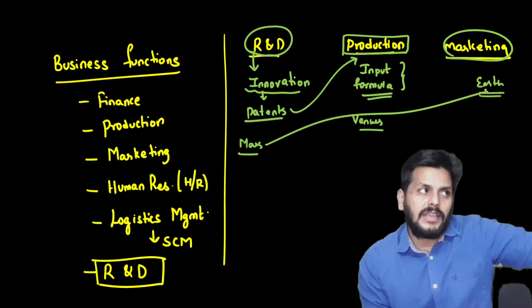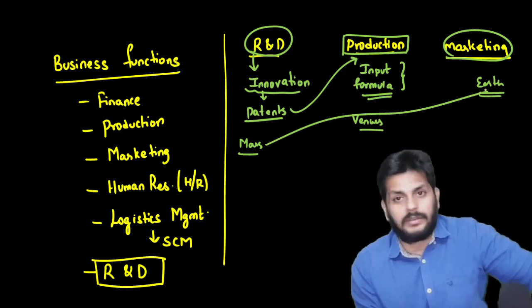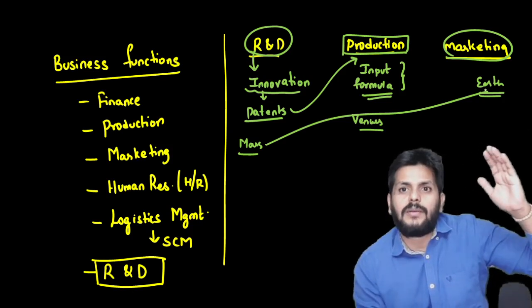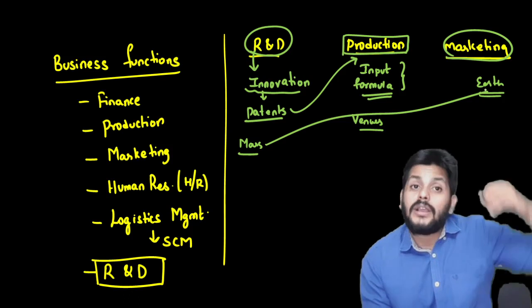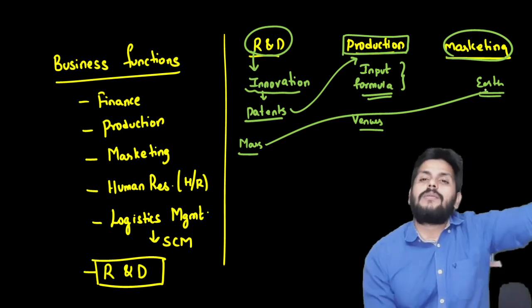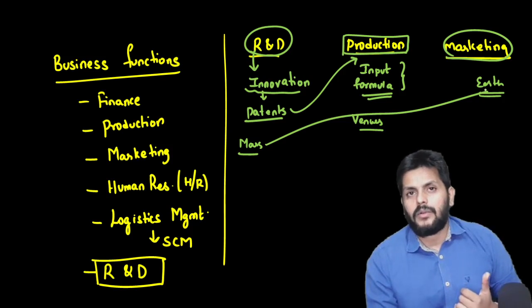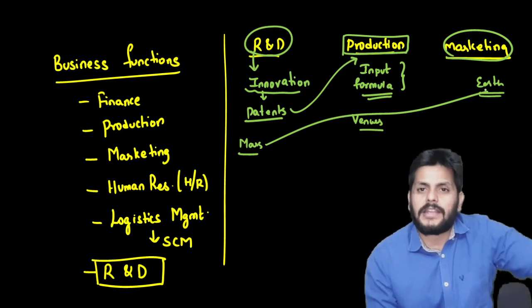Because the R&D team came up with an innovation which suits the customer needs. The production team should understand what the R&D team came up with, and they should produce the same thing. What is being produced has to be marketed correctly to the people here, because people raise expectations.